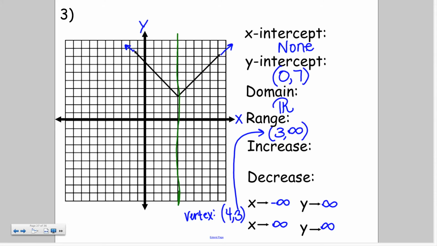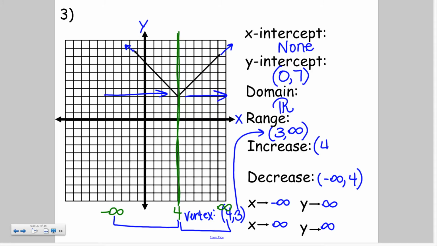Go ahead and draw that line that we always talk about. And this is 4. We're going to negative infinity this way. We're going to positive infinity this way. So if we read this left to right, my graph is going down. So we are decreasing from negative infinity to 4. And if we read it that way, left to right, 4 to infinity, we are increasing.